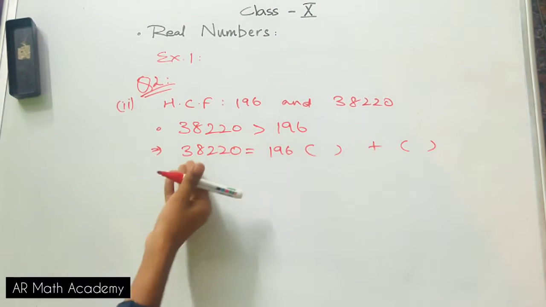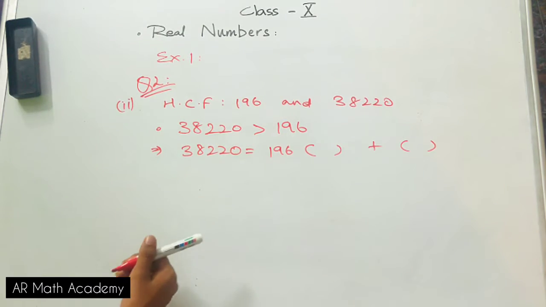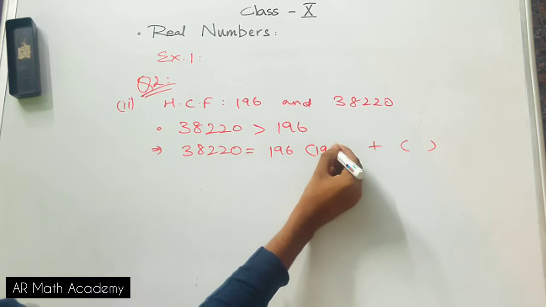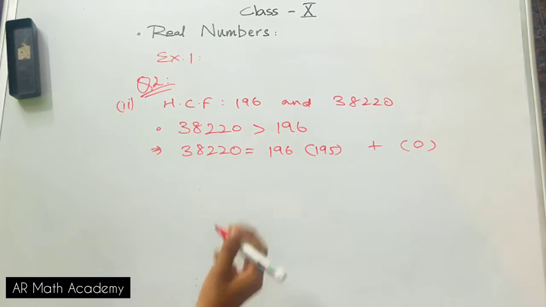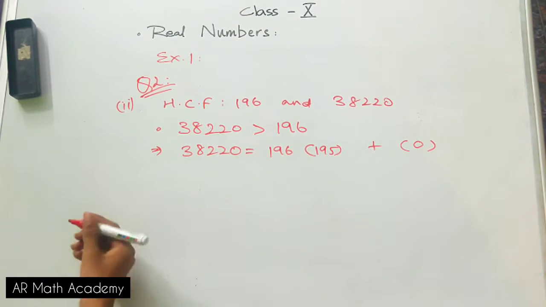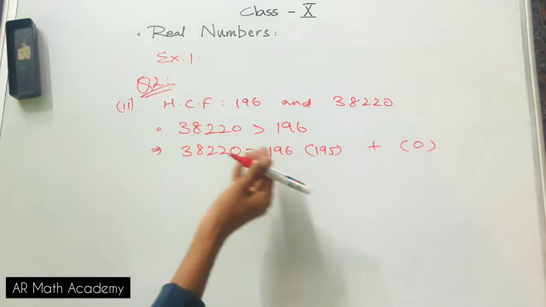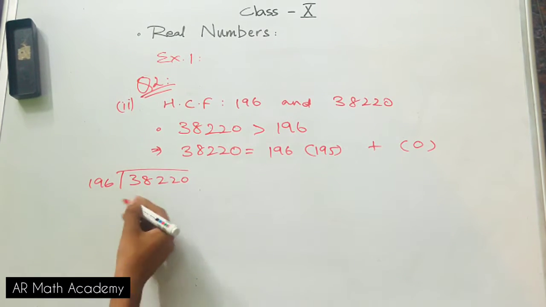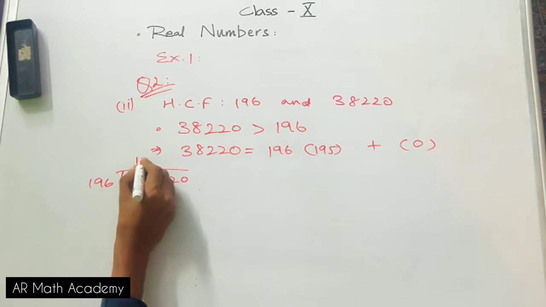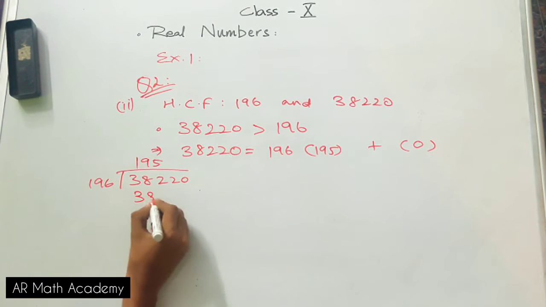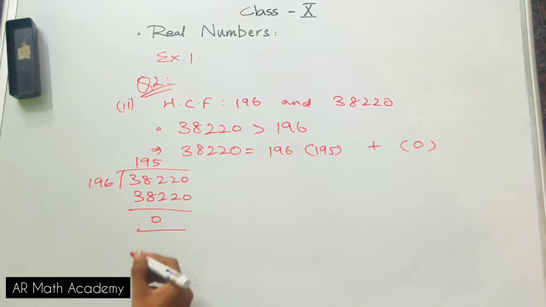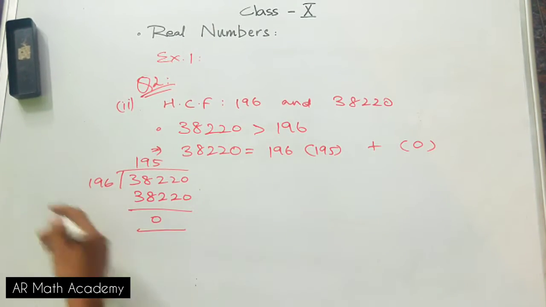So over here, when you start dividing 38,220 by 196, you will get a quotient of 195 plus 0. That will be your entire division. What I'm doing over here is basically dividing this by 196. Now if you evaluate the entire thing, it will go exactly 195 times, and the same 38,220 will appear, so that your remainder will be 0. You try dividing it, and you'll get this answer only.